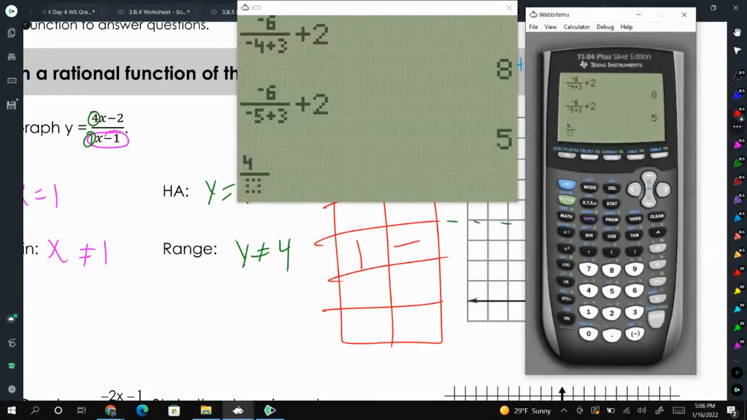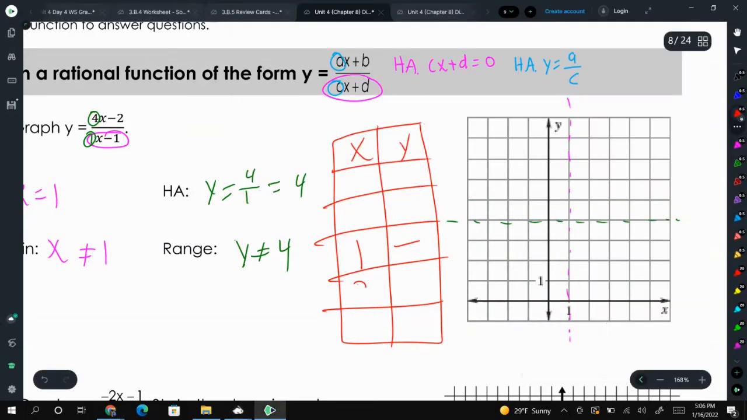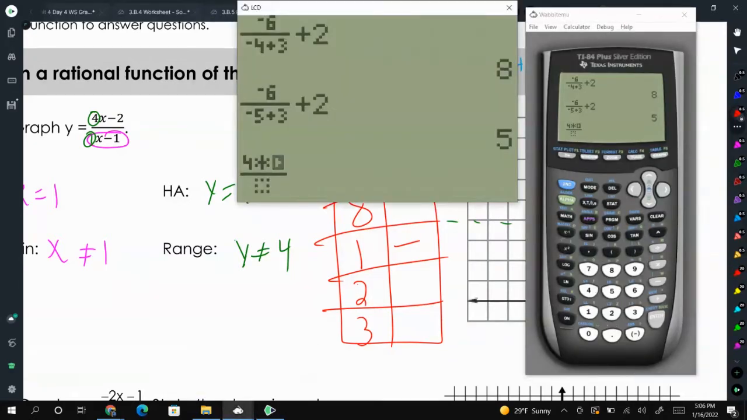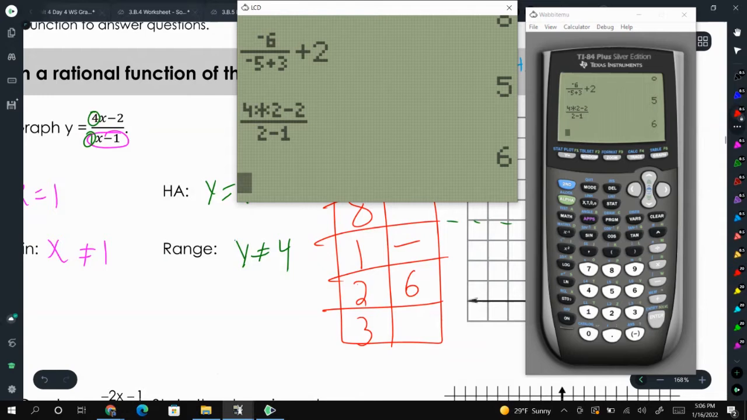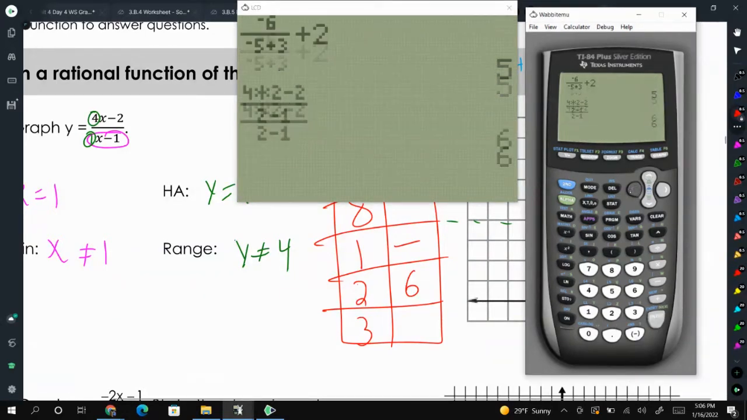So 4 times x, so 4 times, what did it do? 2, 3, 0, negative 1. 4 times 2, minus 2, and then in the denominator, you have 2 minus 1. One of the things that students often forget is to plug in the same value of x for both of them. We get 6. And then if we go back and do it again, change both of these x's to 3.